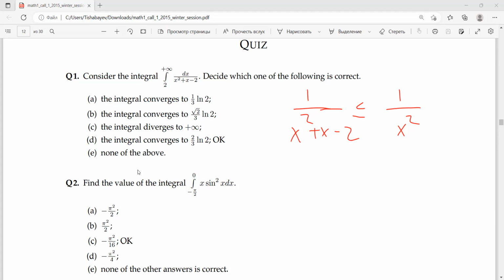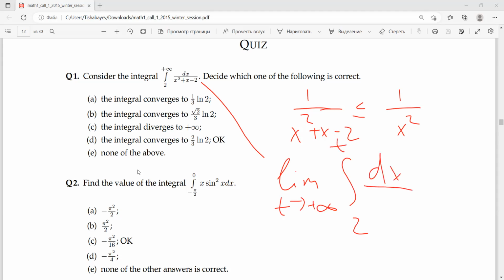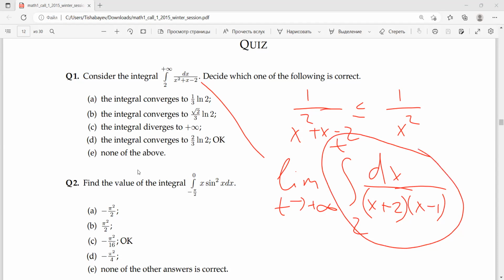So to define the correct answer, firstly, solve this example. Here we need to move to the limit, yes. Limit as t tends to plus infinity from 2 to t of dx divided by, so we can just factor out x squared plus x minus 2. The roots are x plus 2, x minus 1. And now solve this integral, then move to the limit.